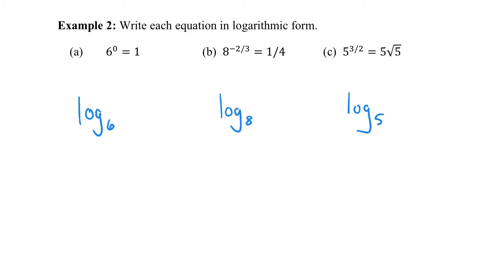You switch it to... Yeah, these switch sides now, right? So it becomes log base 6 of 1 equals 0. Very good. The second one, again, the base remains the base and switch them. So the second one is log base 8. Again, switch these two when you're talking about the log form now. Log base 8 of 1/4 equals -2/3.